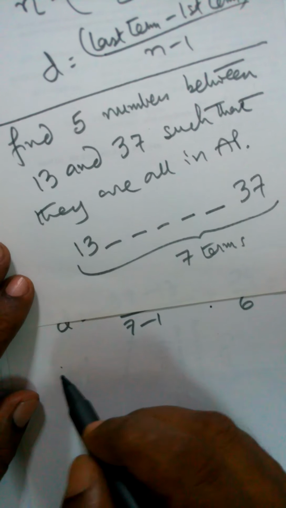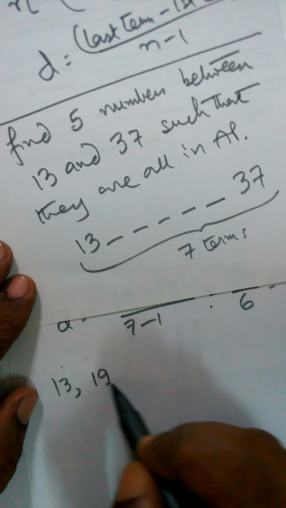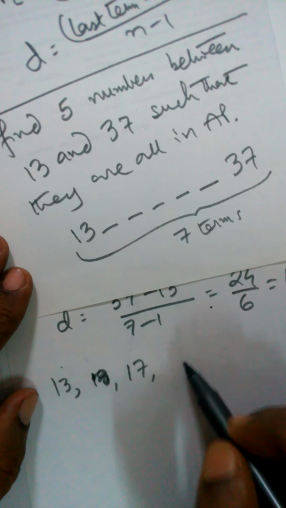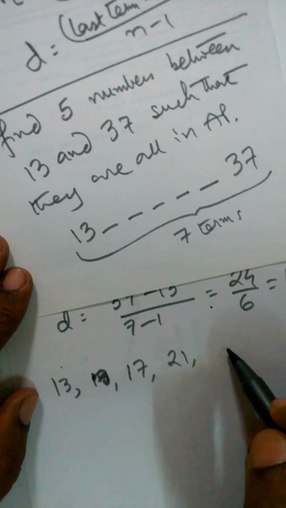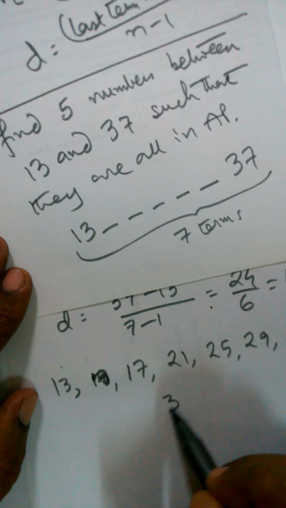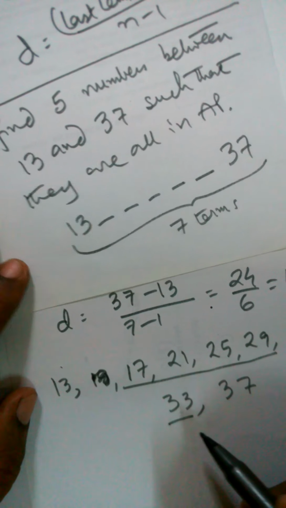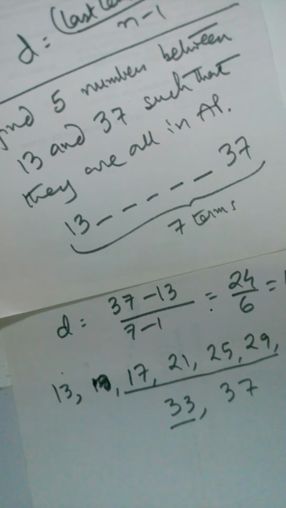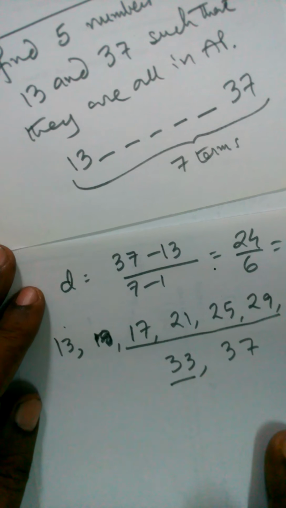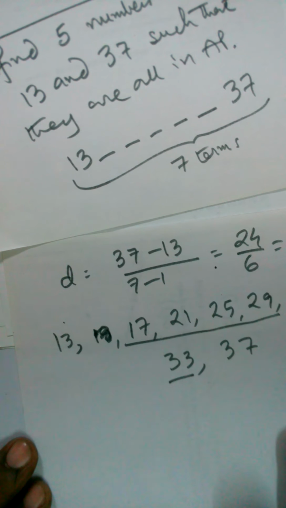The 13, then 13 plus 4, 17, then 17 plus 4, 21, then 25, then 29, then 33, and then 37. So these figures 17, 21, 25, 29, 33 are those numbers which we wanted to find between 13 and 37, so that the whole sequence will be in AP.